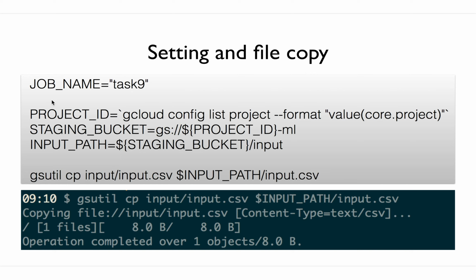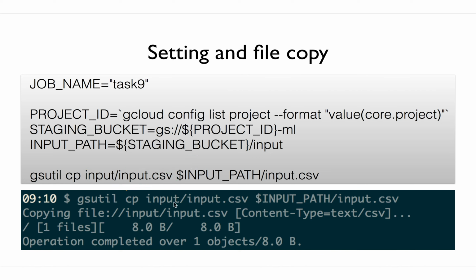First, like before, we're gonna have a job name, task 9, and then we have the staging bucket, which is the same as the previous example. And here, in addition, we're gonna have an input path. So we're gonna use the staging bucket, and the only difference is that we have a folder called input. That's our input path. And then once we have that, we have to copy the CSV file to the Google storage. So this is the command that, using gsutil, we can copy from our local to our Google storage.